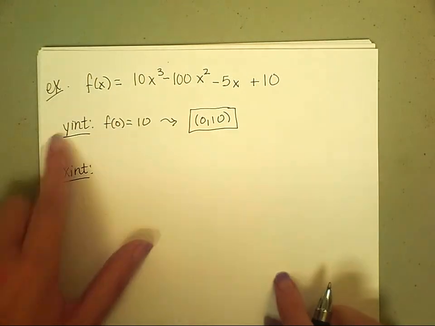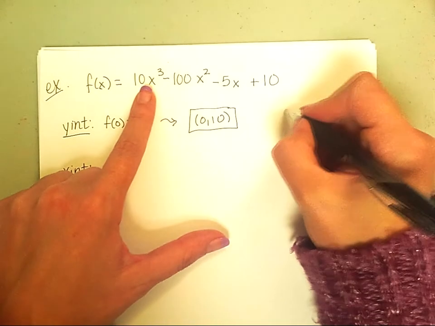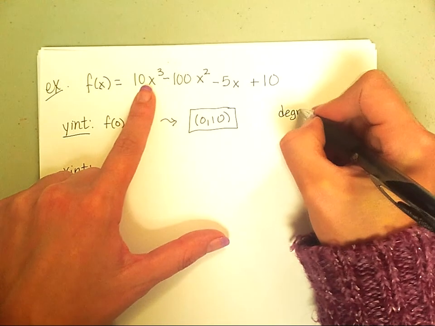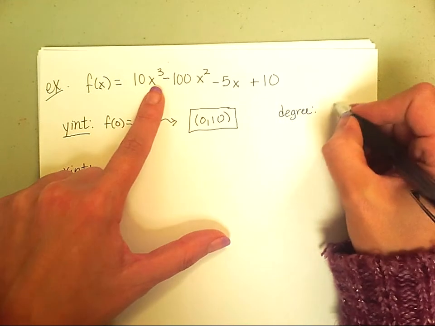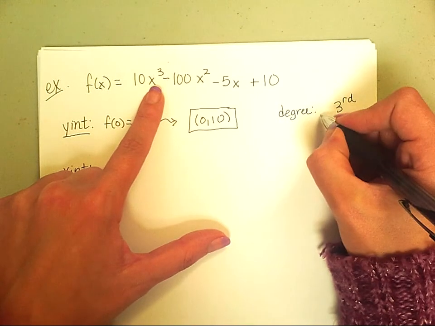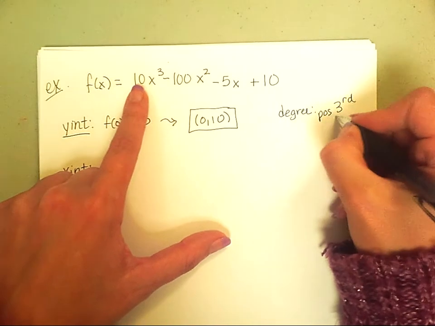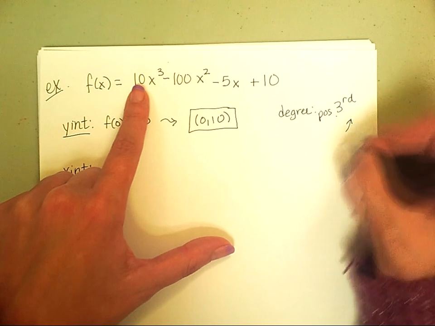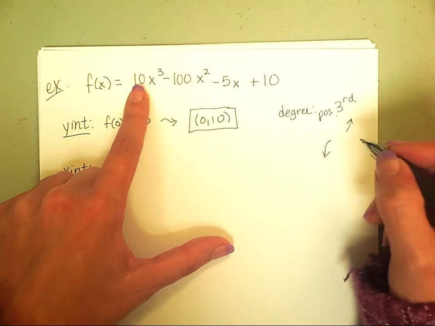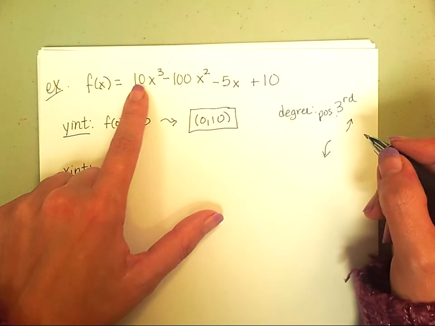Now for our x-intercept, oh, actually, what else is easy to answer? Well, we can answer the degree. We know this is a third degree, and it's a positive third. So what will that mean? That means end behavior needs to look like this.